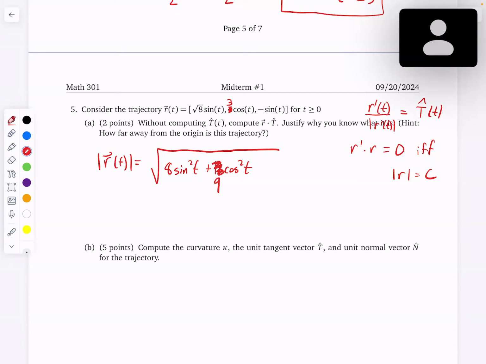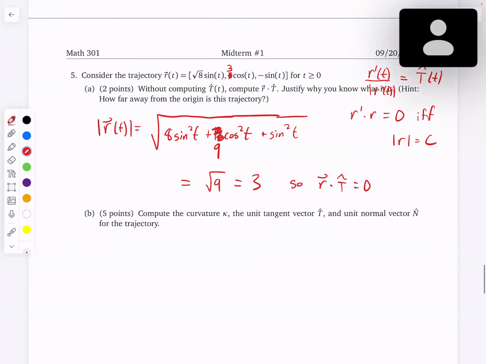And then that should be minus, so then plus sine squared. The reason is it needs to be constant, otherwise this problem doesn't work. And so that should be 9 sine squared plus 9 cosine squared, which, since sine squared plus cosine squared is 1, just equals 9. So this is root 9, which is 3. So it has a constant radius of 3, and so it is fixed. So r dotted with t hat equals 0 because it's on the surface of a sphere.